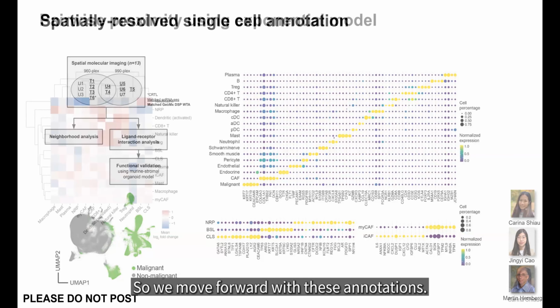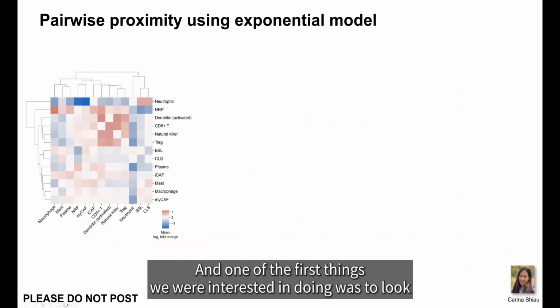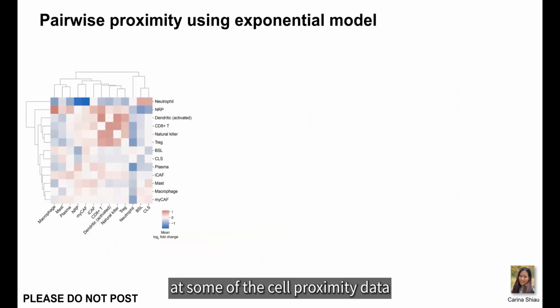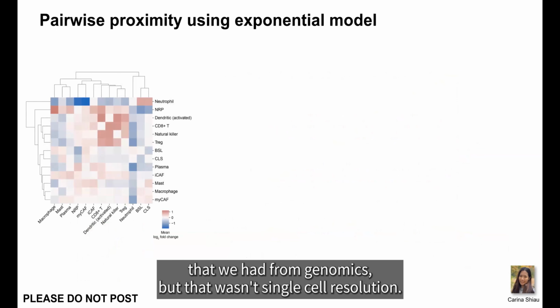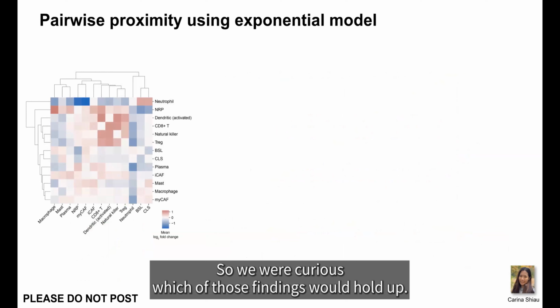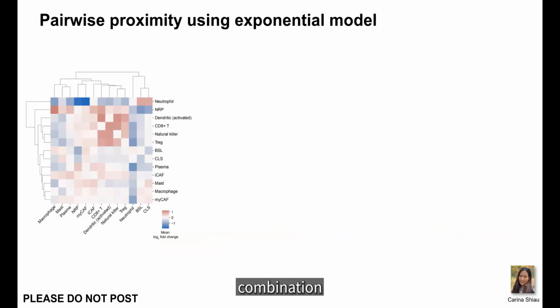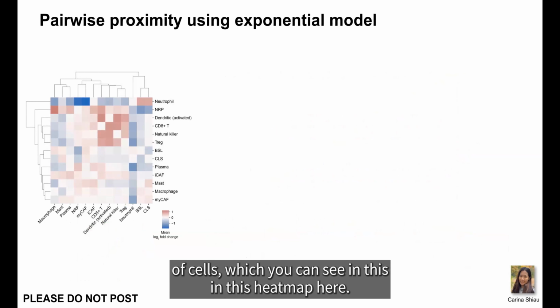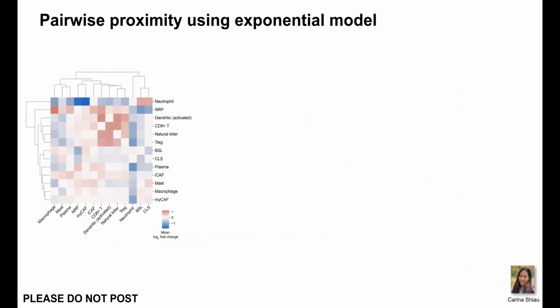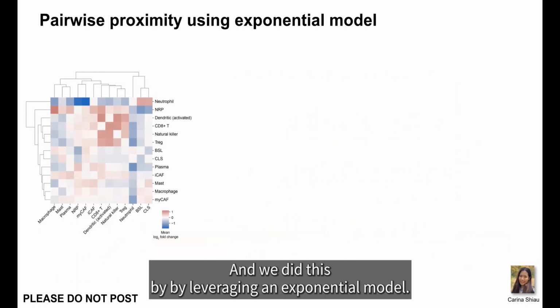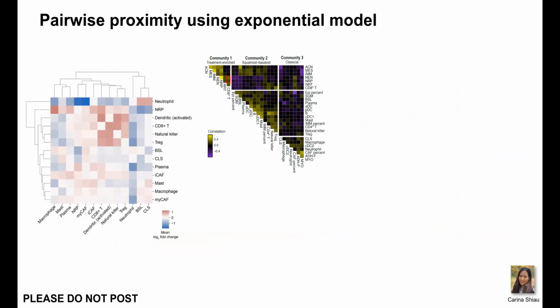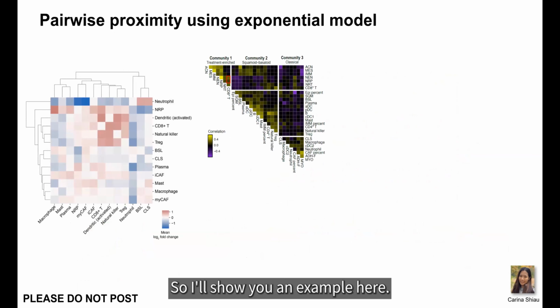So we moved forward with these annotations, and one of the first things we were interested in doing was to look at some of the cell proximity data that we had from geomics, but that wasn't single cell resolution. So we were curious which of those findings would hold up. You can do this for any kind of pairwise combination of cells, which you can see in this heat map here. And we did this by leveraging an exponential model. So I'll show you an example here.